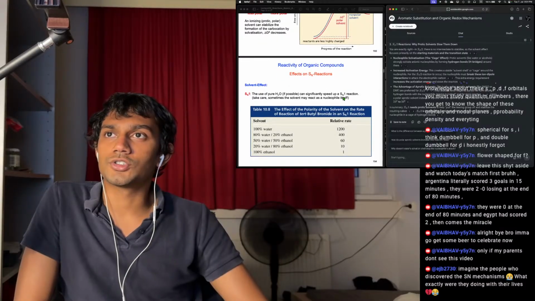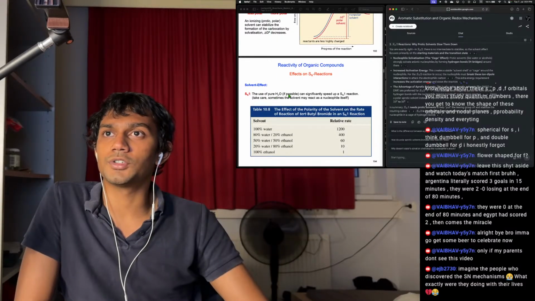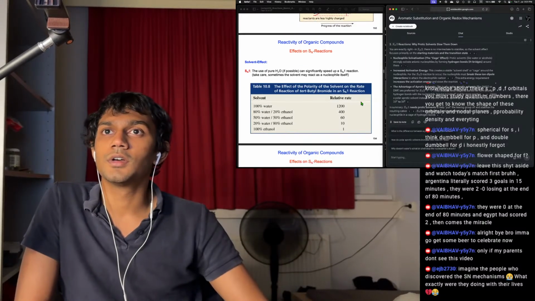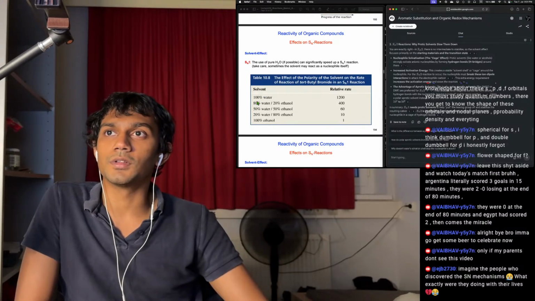Solvent effect on SN reactions. Use of pure H2O can significantly speed up the SN1 reaction. Take care, sometimes the solvent may react as a nucleophile itself. Relative rate: 100% to 80% water, 20% ethanol.